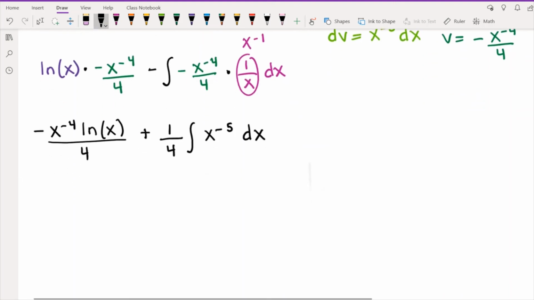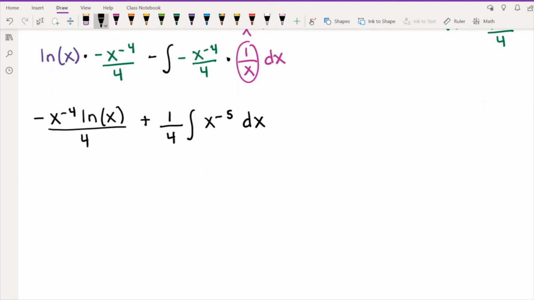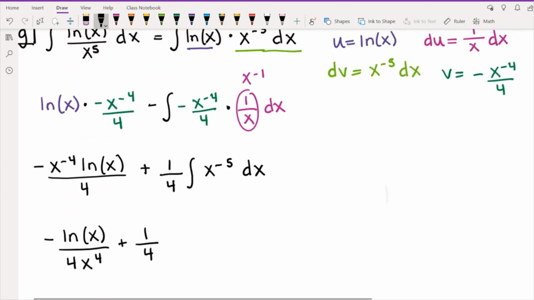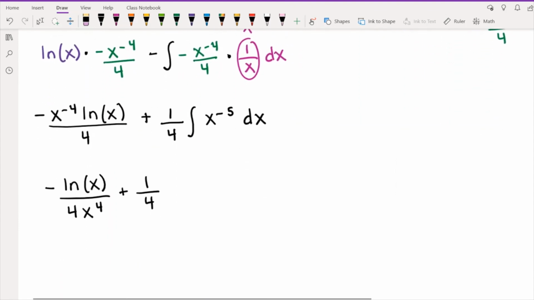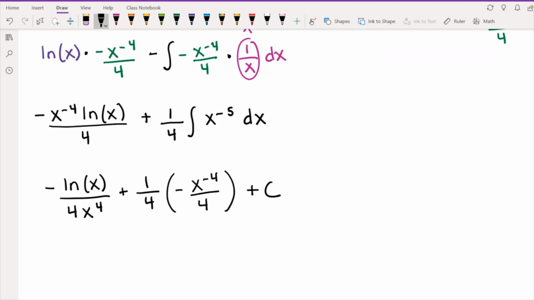Okay, so let's now evaluate that antiderivative. And I'm going to rewrite this to put the x back in the denominator. So this is negative ln of x over 4x to the fourth. And then here we have 1/4. And so what's the antiderivative of x to the negative 5? Well, that's the one we actually did to start with, right? We already know that that was this. So it's negative x to the negative 4 over 4. So we have negative x to the negative 4 over 4. And then we'll have a plus c at the end.